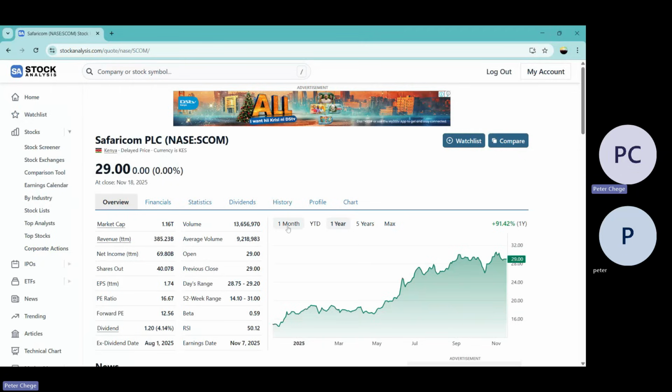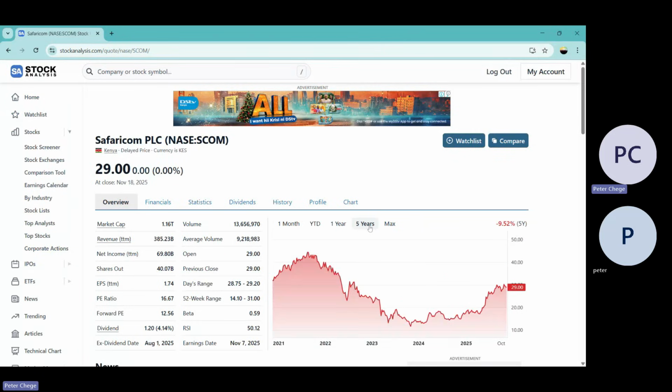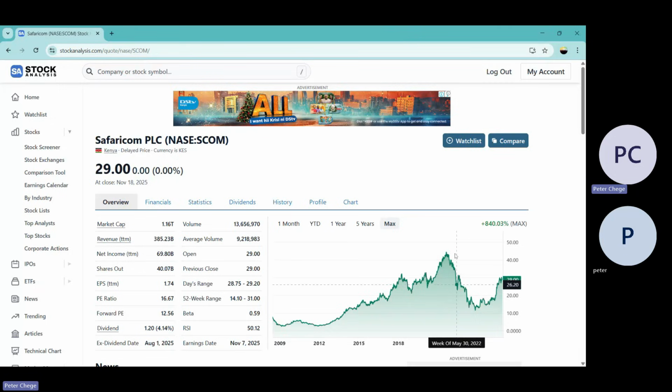As I said, you can see 1 month, year to date, that is January to date, and 1 year, that is 52 weeks, from last year's November to this year's November. You have 5 years and you have months. You can view those price details.